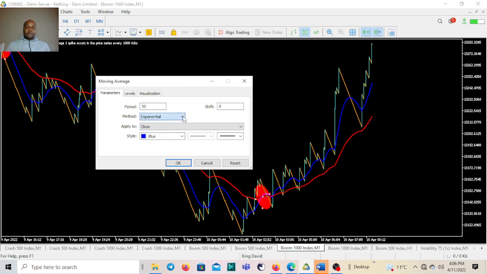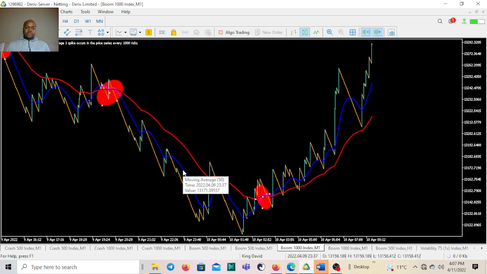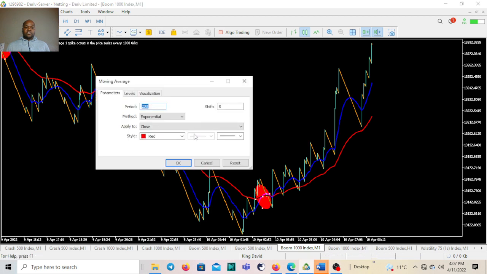You click here. For those who will be using a phone, it's going to be slightly different, but the parameters are still the same. So the period is 50, shift 0, apply to close, then the color is blue. This is your 50 exponential moving average. Then you have the red line, which is our 200 exponential moving average. The period is going to be 200, shift 0, method is exponential, apply to close, and the color is red.